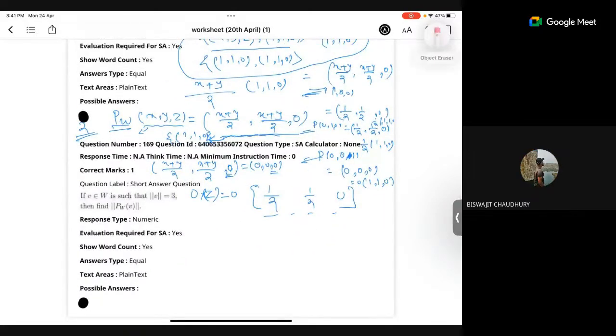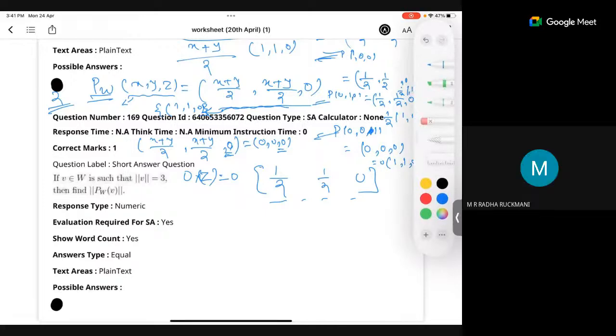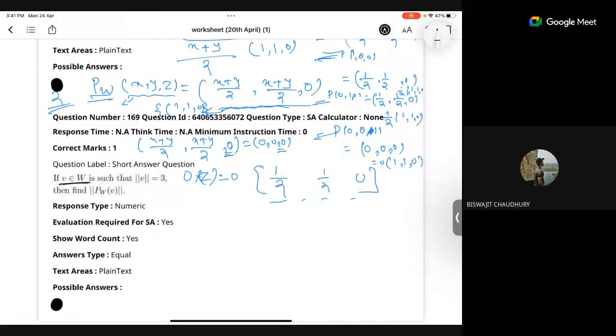Any doubt from this question? Shall we move to the next question? Quickly solve this question. Try to observe this thing here, given. This one is given here. Try to observe this.